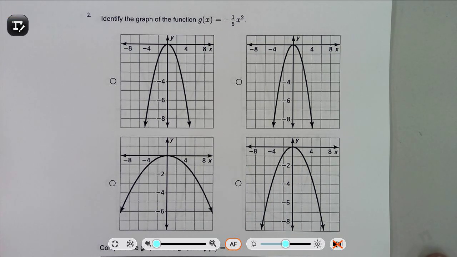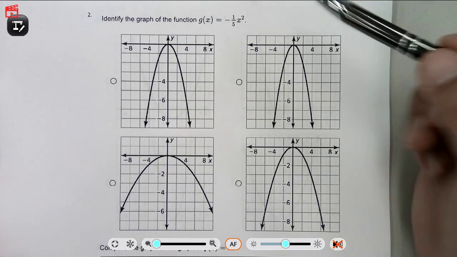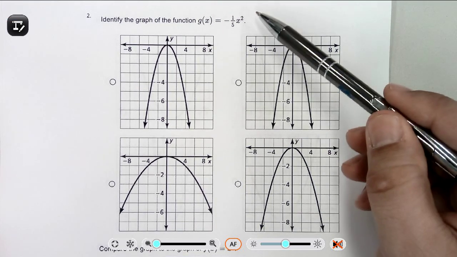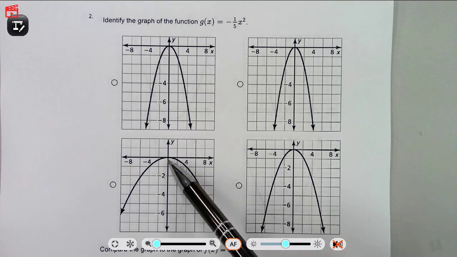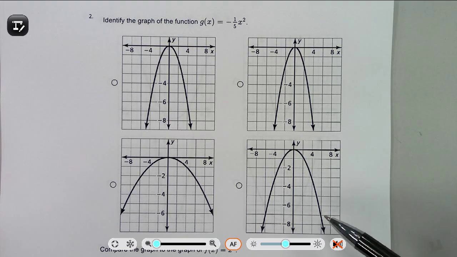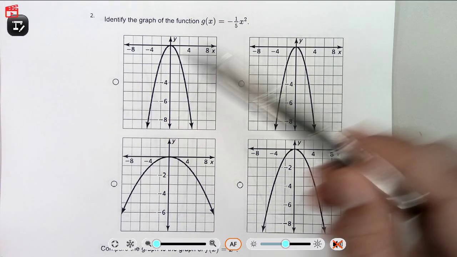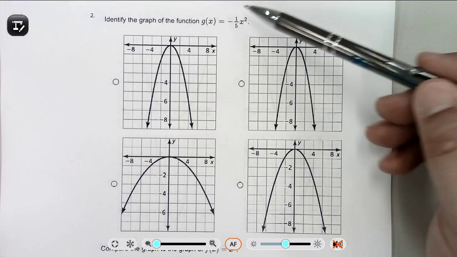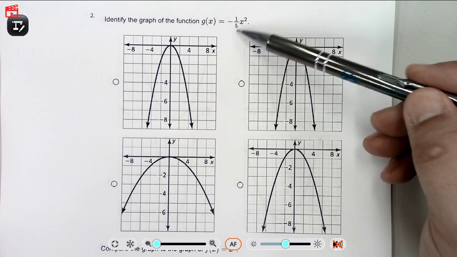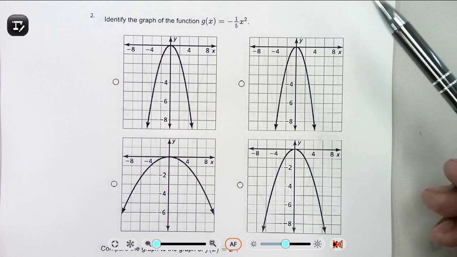Identify the graph of g of x equals negative 1/5 x squared. So again, we're just going to see what we notice. This has not been translated, so all of these parabolas are going through the origin. The a value is negative, so they've all been reflected. And 1/5 means we have a vertical shrink or a vertical compression.